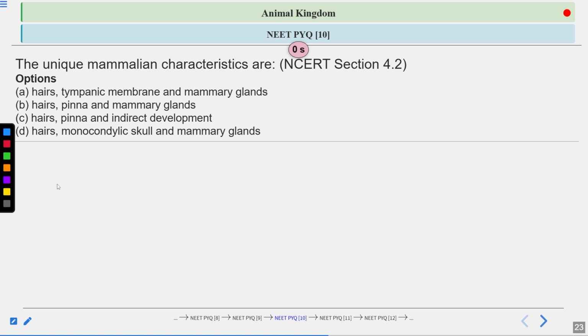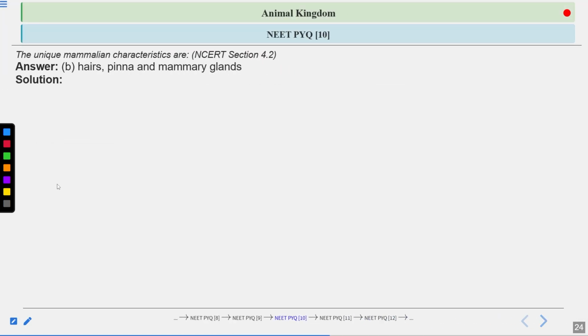Let us move to the answer part of this question. The unique mammalian characteristics are, so the mammalians are having hairs on their body. They are having many hairs on their body. They are also having the external ear that is called pinna. And they are also having the mammary glands. So these are some of the unique features or characteristics of the class Mammalia.